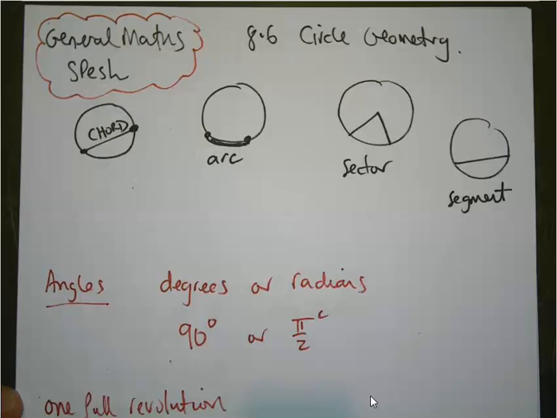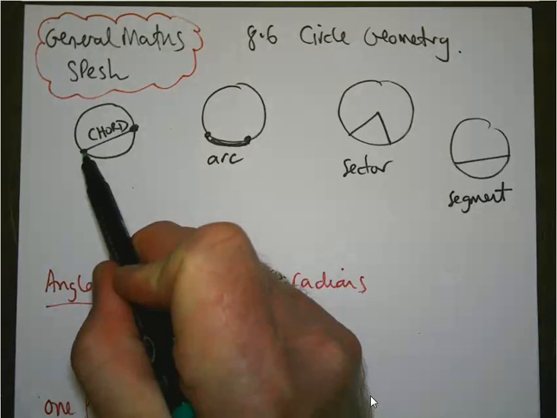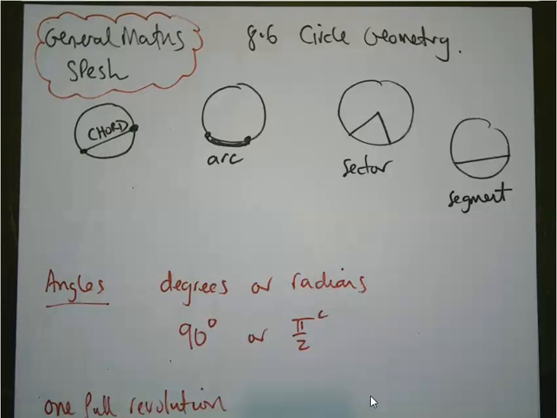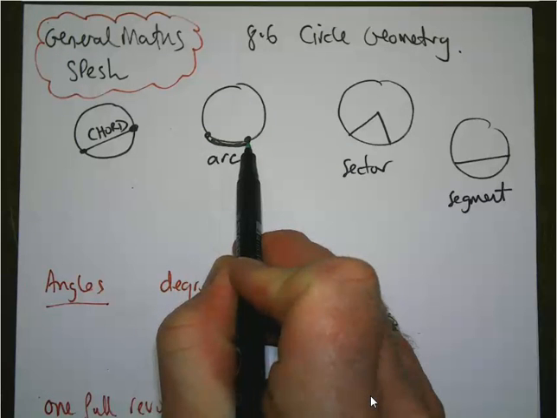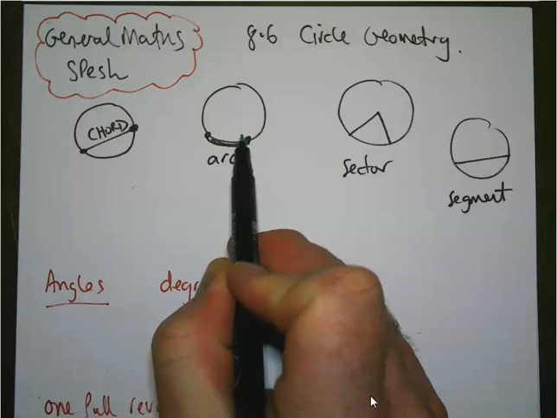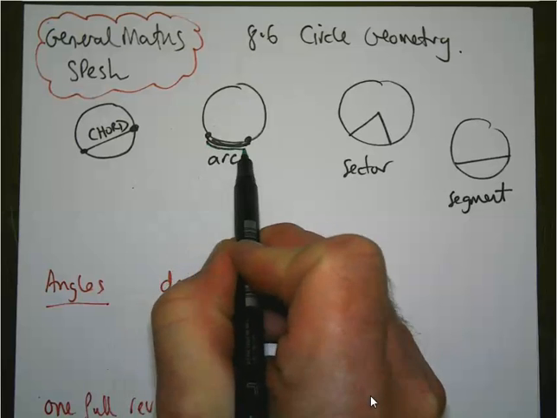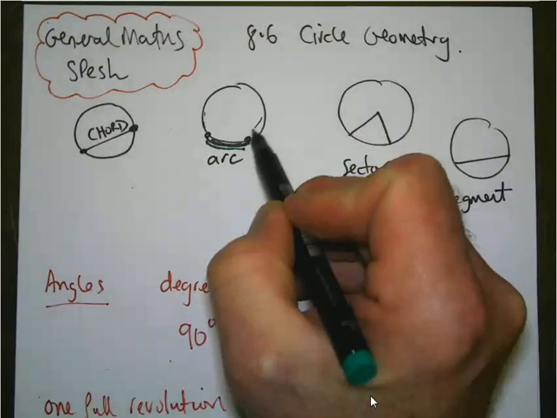This is for General Maths Spec and it is Circle Geometry in 8.6. Remembering some main terms. A chord is a line that goes from circumference to circumference. An arc is around the circumference from one point to the other. Remember there's two arcs here. There is the minor arc. There's also the major arc.